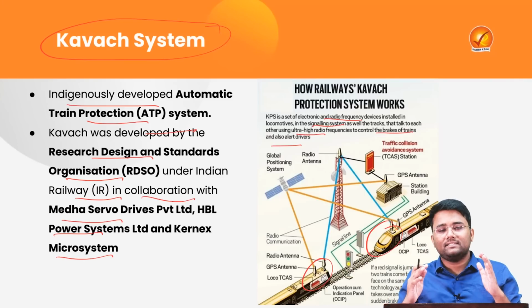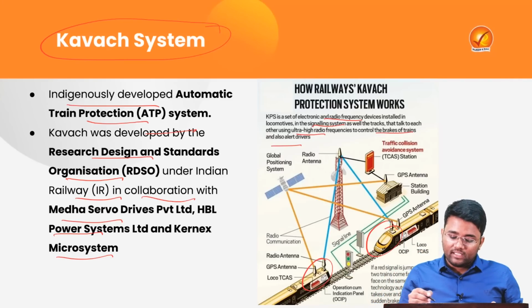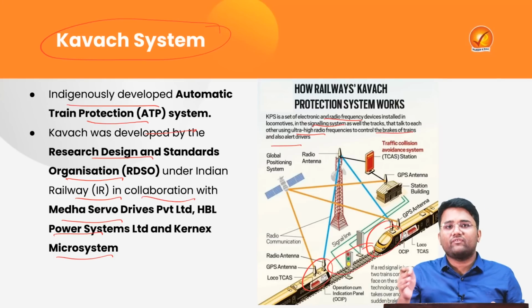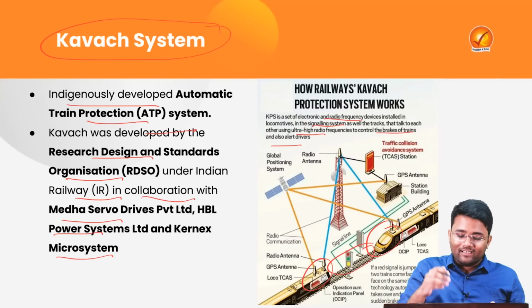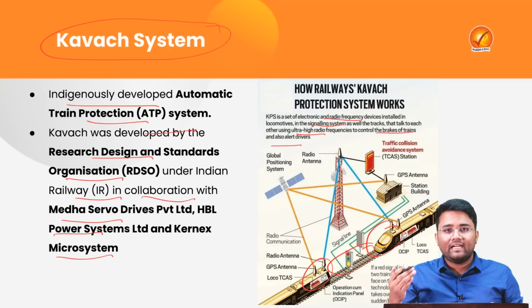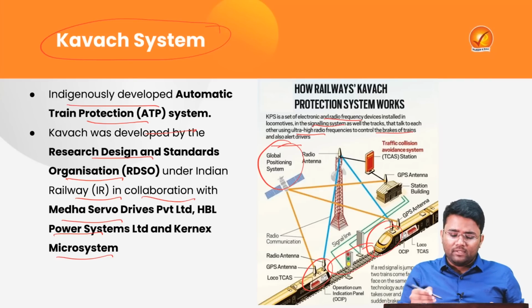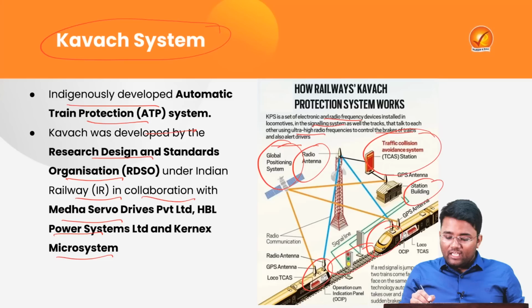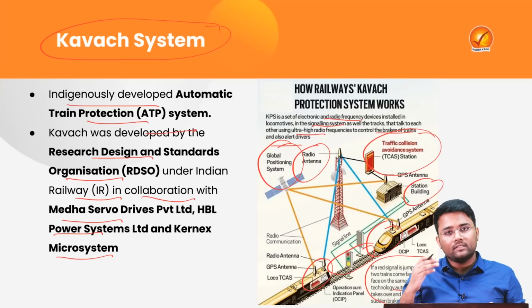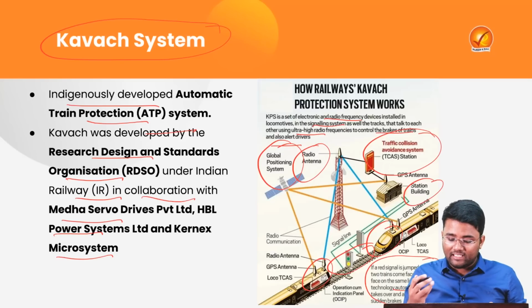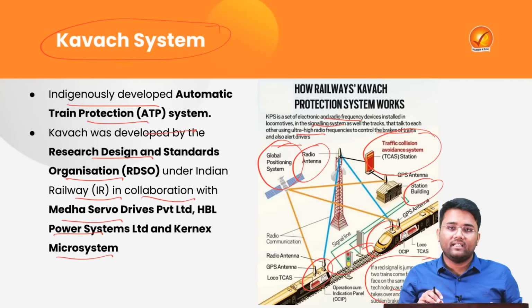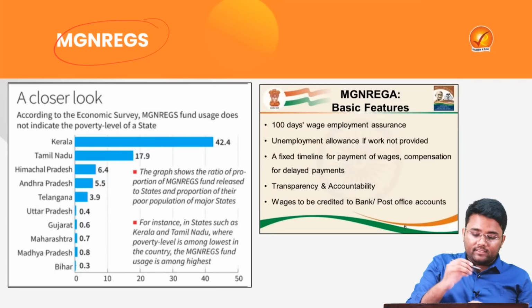So these devices communicate with each other, and if there is a possibility of collision, that they have come on the same line, they will alert both the drivers, and at times they will also impose brakes in the trains. Various devices or components are like GPS, radio antenna, traffic collision avoidance system, station building, etc. And if a red signal is jumped and two trains come face to face on the same line, this Kavach system automatically takes over and applies the sudden brake.